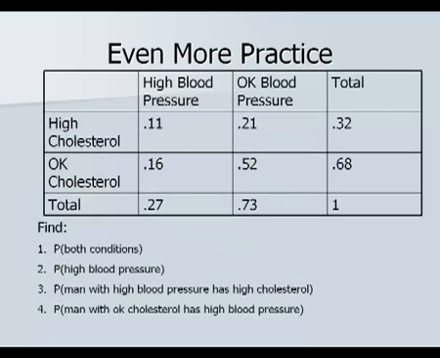Here's another one to try. In this situation, we're looking at the probabilities of whether or not you have high blood pressure and the probability of whether you have high cholesterol or not. Okay, so number 1 says we're going to find the probability of having both conditions. That means you have high blood pressure and high cholesterol. That's the 0.11, the 11% chance in the top left corner of our chart. Both high blood pressure and high cholesterol.